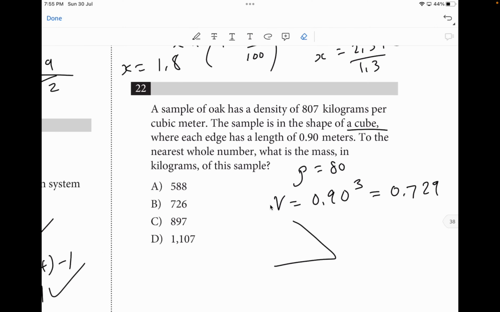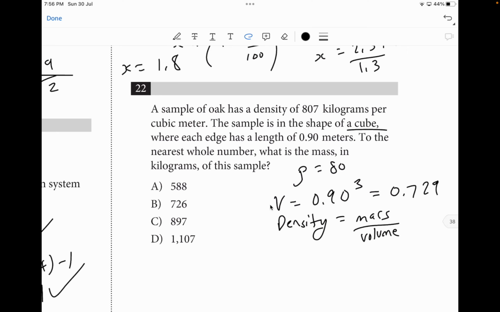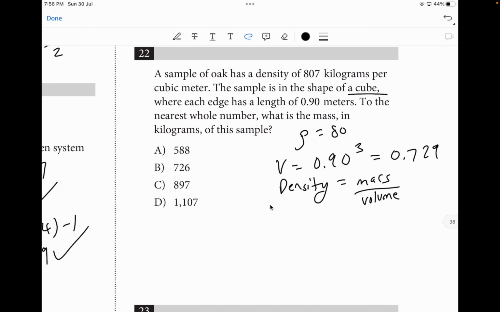I'm just going to write it down here. Do remember the formulas when you're doing this. The density formula is equivalent to the mass divided by the volume. Since we have to find the mass, it's going to be the density times the volume. That's pretty straightforward. So the mass is the density, which is given to us as 807, multiplied by the volume, 0.729.